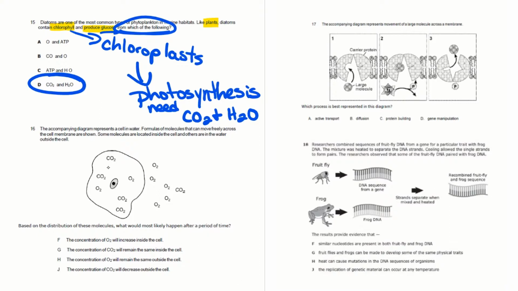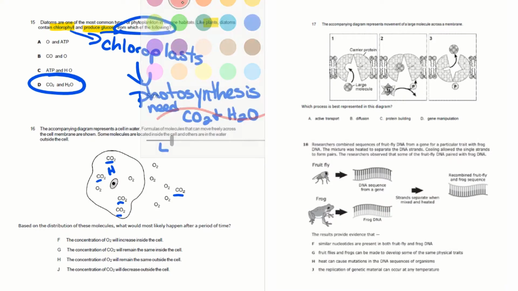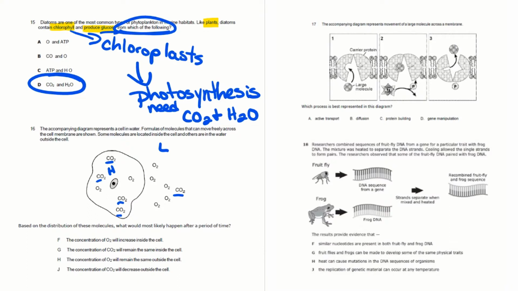So for CO2, we're going to be using blue, and it's 1, 2, 3, 4 inside, and we only have 1 outside, meaning that we have a high concentration on the inside, low concentration on the outside. Now let's change the color here, and now we're going to be using red for oxygen. We have 1, 2 inside, 1, 2, 3, 4, 5 on the outside, meaning we have a high concentration of oxygen outside and a low concentration of oxygen inside.